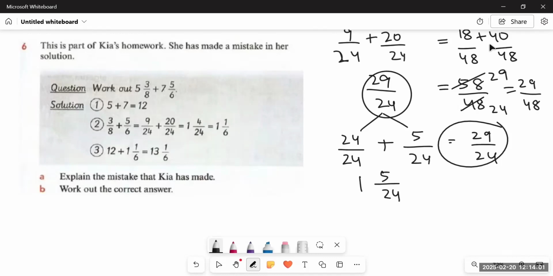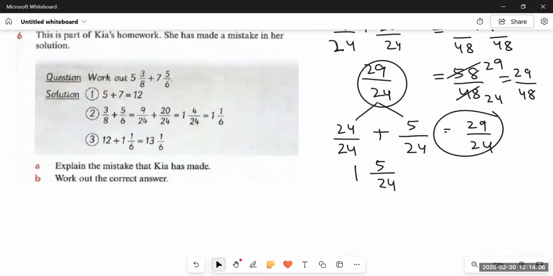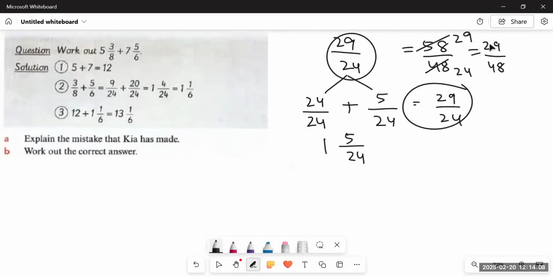So I think here we have figured out that Kia has made a mistake in splitting the fraction. She split the fraction after adding it. It would be 29 upon 24, but she made a mistake in converting the improper fraction into the mixed number. This is the mistake that she has made. So it would be one whole 5 upon 24.